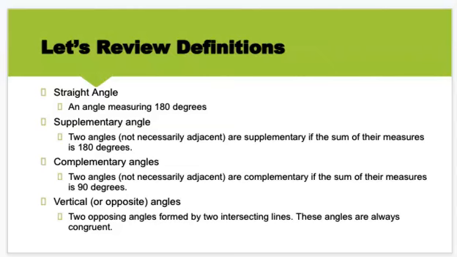Now let's review those. So a straight angle is an angle measuring 180 degrees. Two angles, not necessarily adjacent, are supplementary if the sum of their measures is 180 degrees. Complementary angles are two angles that don't have to be adjacent; they are complementary if the sum of their measures is 90 degrees. And then vertical angles, or opposite angles: two opposing angles formed by two intersecting lines. These angles are always congruent, meaning they have the same measure. All right, so there's some definitions.